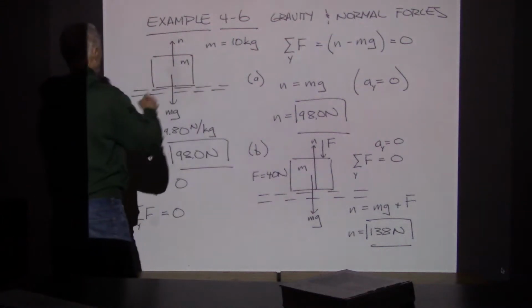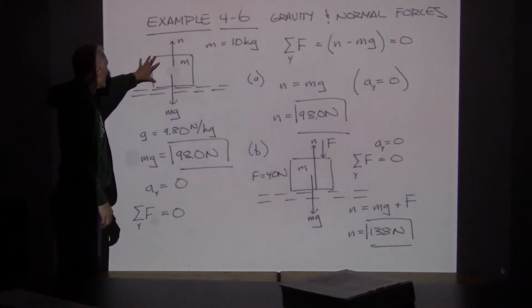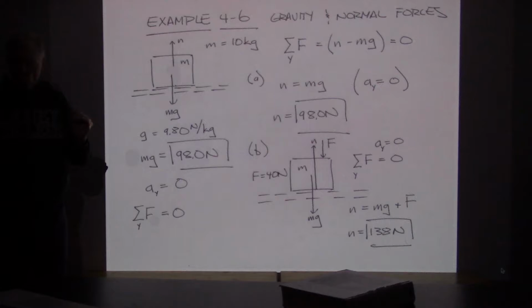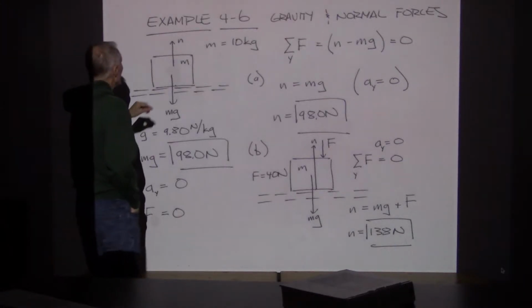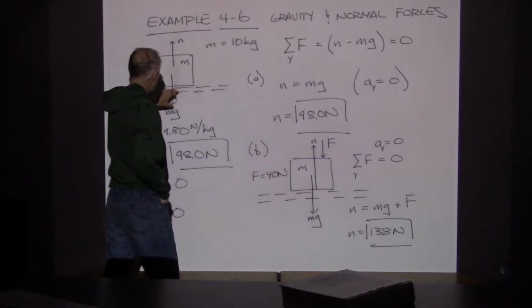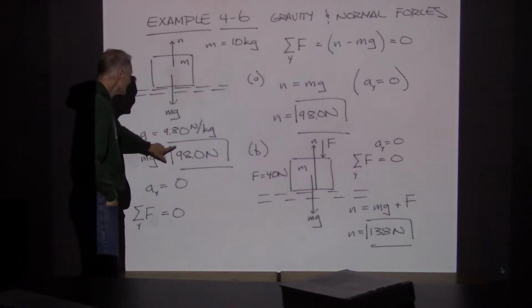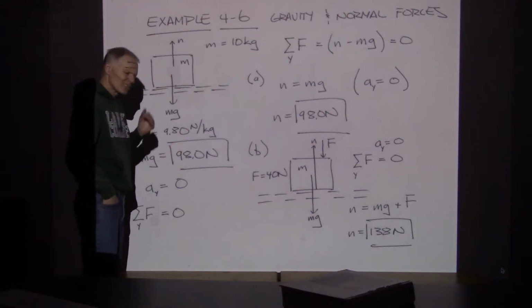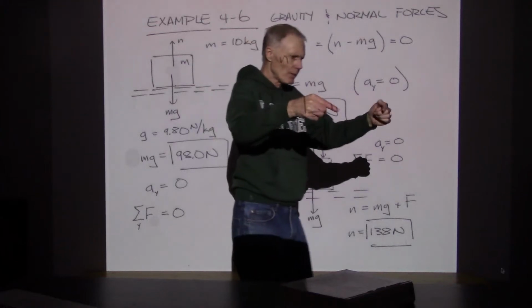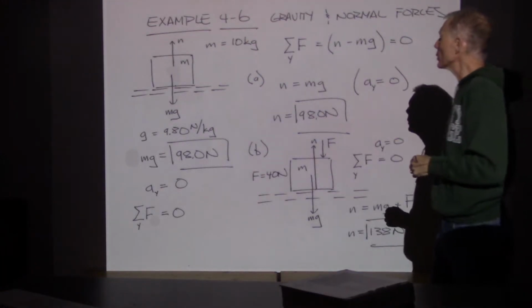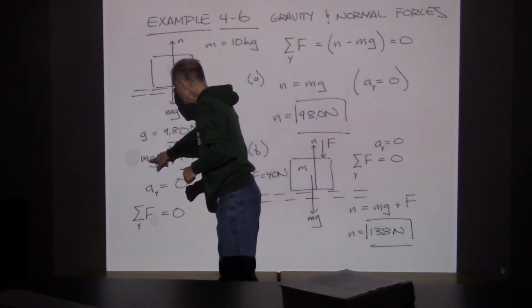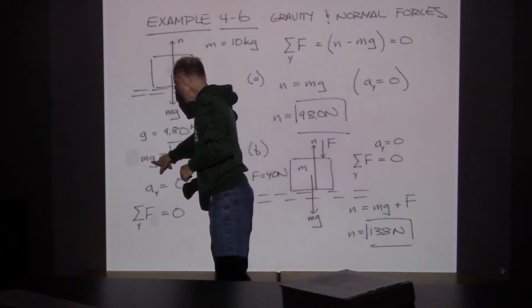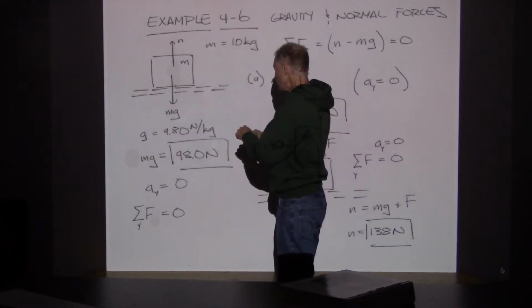So let's first of all be clear, when we first set the box on the surface and there's no acceleration taking place, it's at rest, it stays at rest, there's no acceleration. The mass is 10 kilograms. That means that the gravitational force is 98 newtons. Now let's think about the sequence of reasoning here. If the mass is 10 kilograms, then the gravitational force, which is mg, would be 98 newtons.